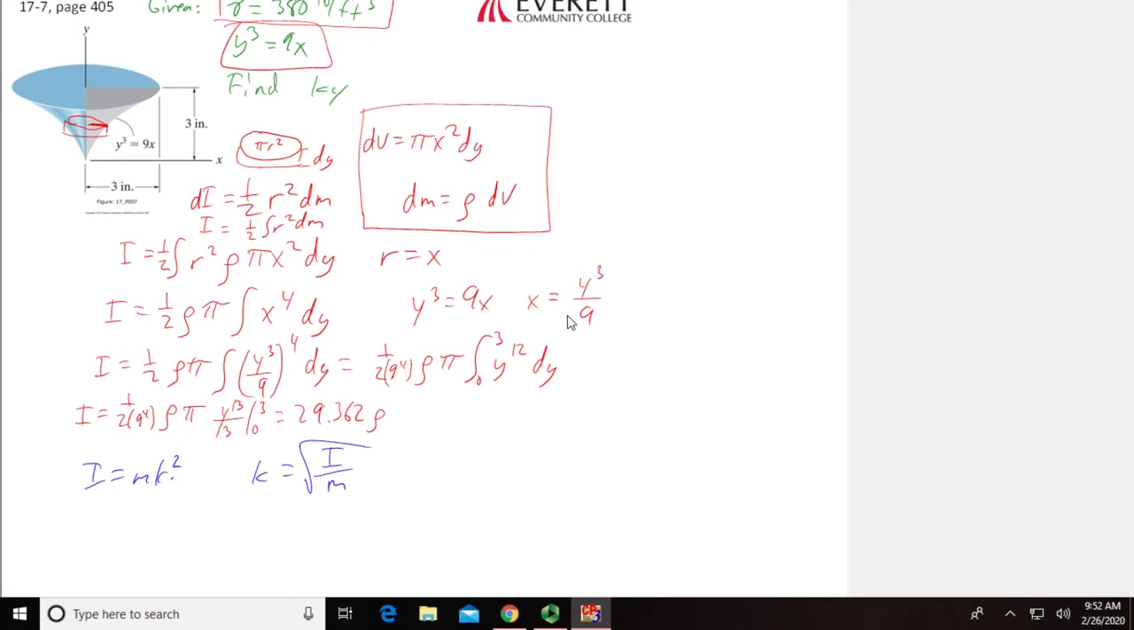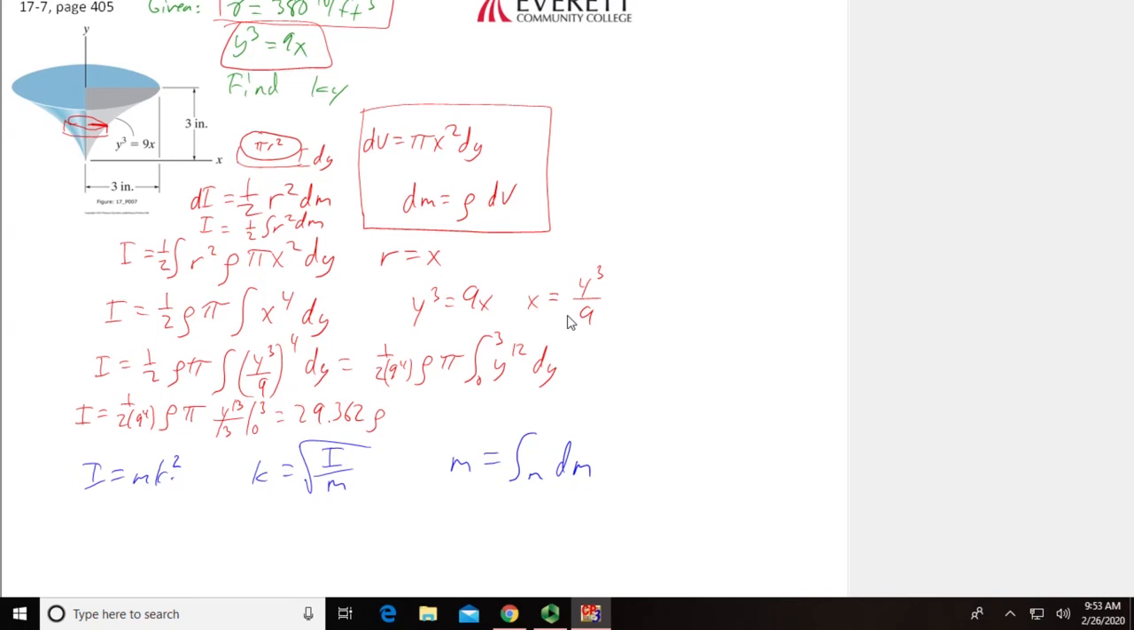We have I, now we just need m. How would we go about finding m? We're not given a volume, right? Well, m is just equal to the integral over the mass dm, right? If I take the integral of dm, I get m.